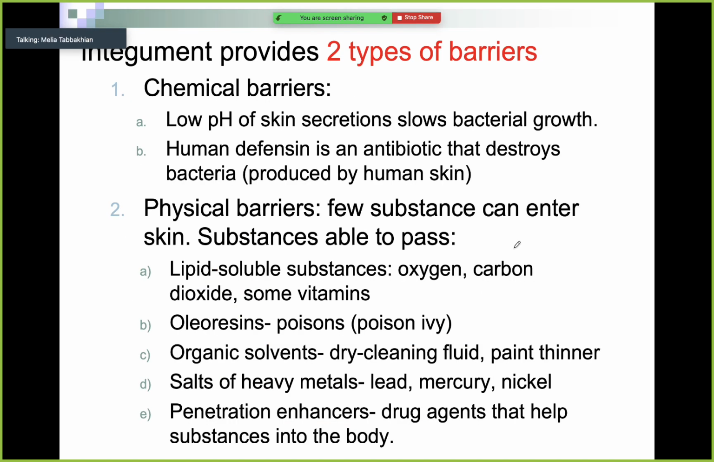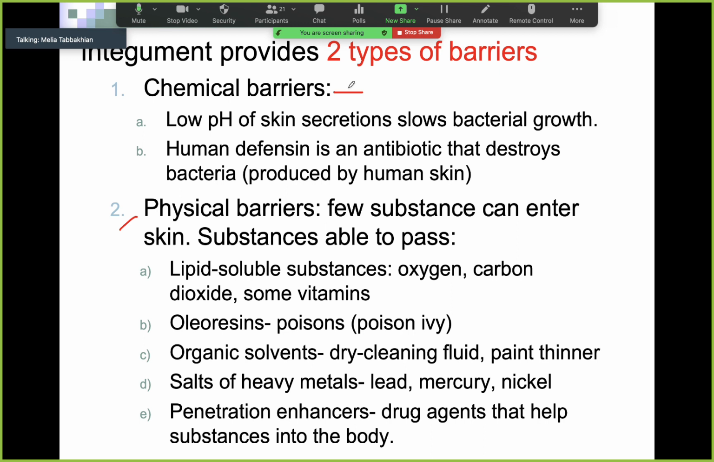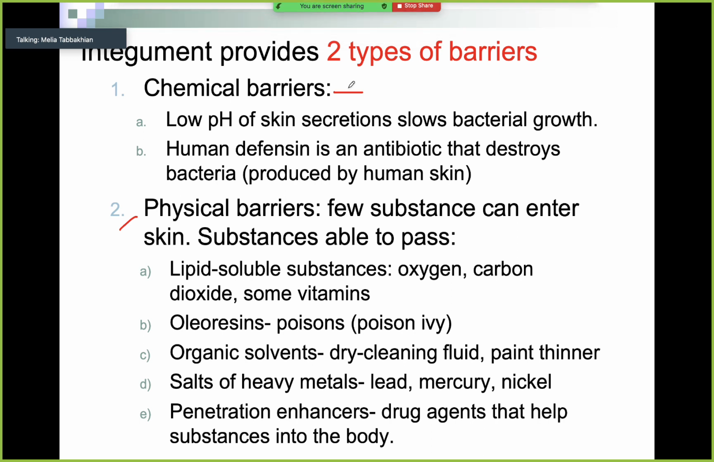Now, what is the point of the integumentary system? Yeah, skin is great. Skin is there to cover your body. But really, what are the functions of skin? Well, the biggest function is to provide a barrier between your inside environment and the outside environment. There are two types of barriers that the skin provides: a chemical barrier and a physical barrier. Chemical barriers allow us to fight against infection. And the way your skin does this is it has a low pH secretion.